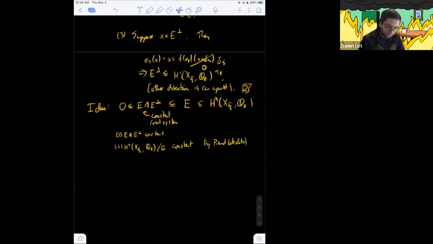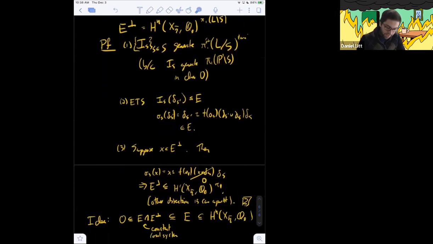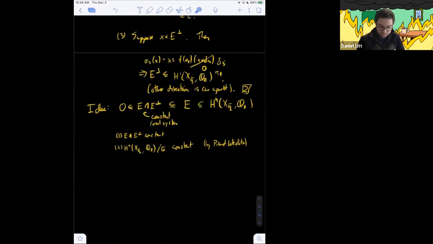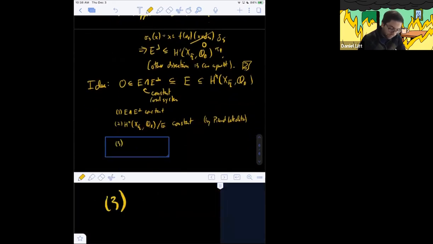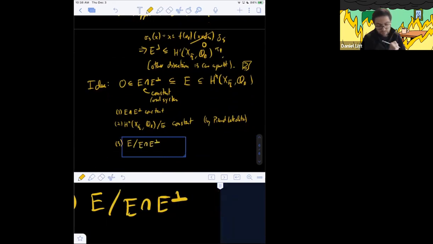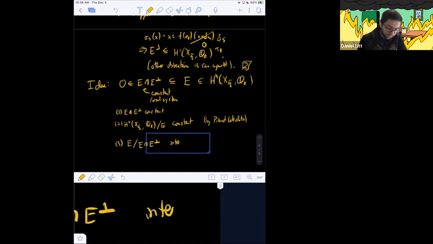Why is that? Well, let's just look at the formula again. How is some element of inertia acting on an element of this group? It takes that element and then adds something in E. So if you mod out by E, the action is trivial. So this action is constant here. And then the interesting part is if we take E mod E intersect E perp, the vanishing cycles modulo the part of their orthogonal complement that's in their span. This is going to be interesting. To understand this part, we're going to need the main lemma.